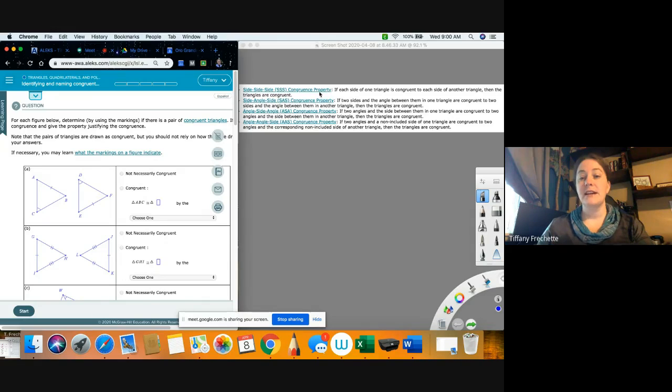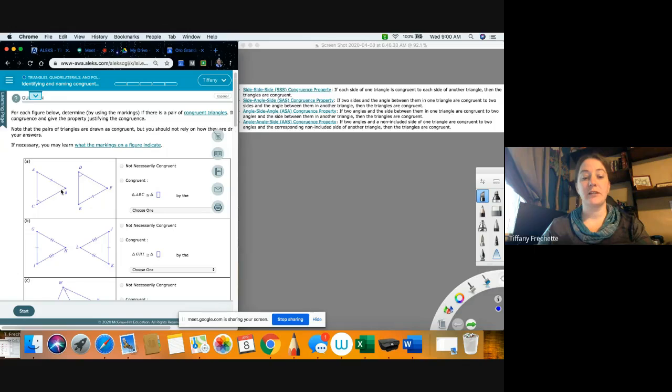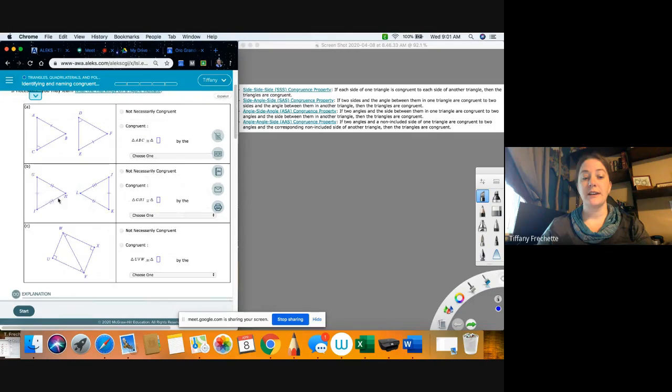Remember that the tick marks when we're going around, those are the congruent marks for the side. So I'm going to scroll down a little bit here to B. I can see 1 tick mark to 1 tick mark, 2 to 2, 3 to 3. What that means is those sides are congruent to each other. Doesn't mean that they equal 1, 2, and 3. It just is a way to match them up. So this shows me that all 3 sides of the left triangle are congruent to all 3 sides of the right triangle. So I would click congruent.